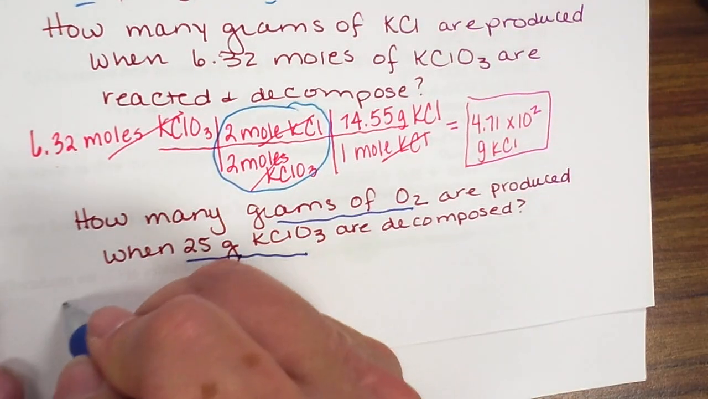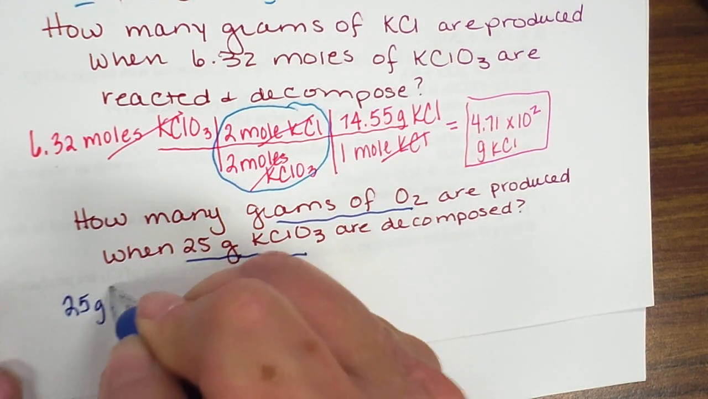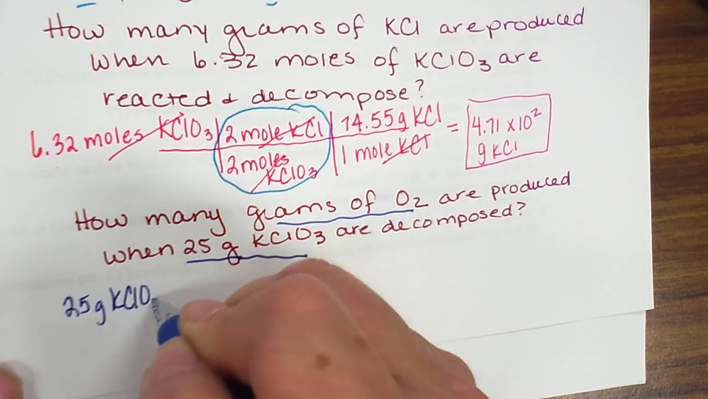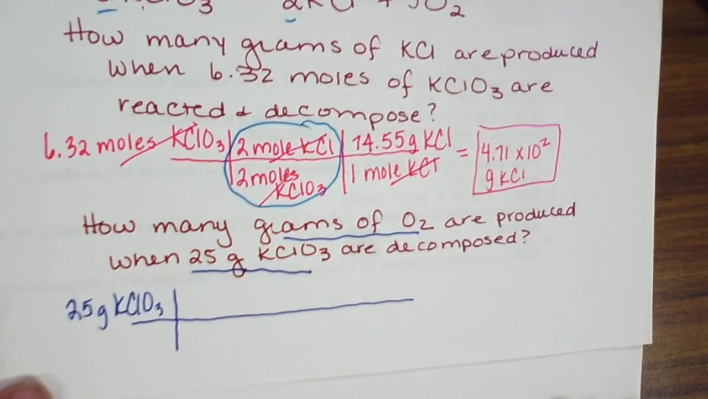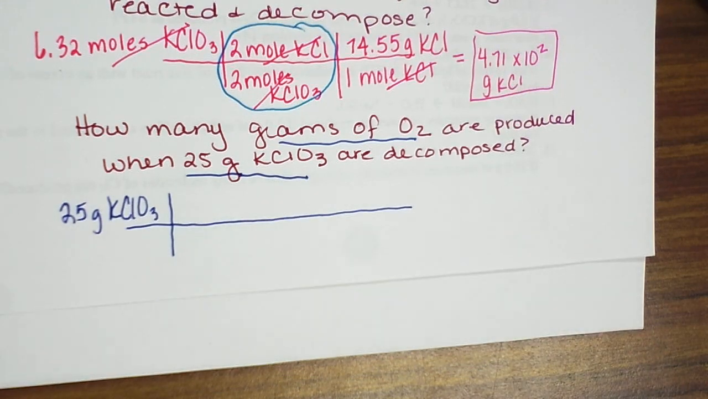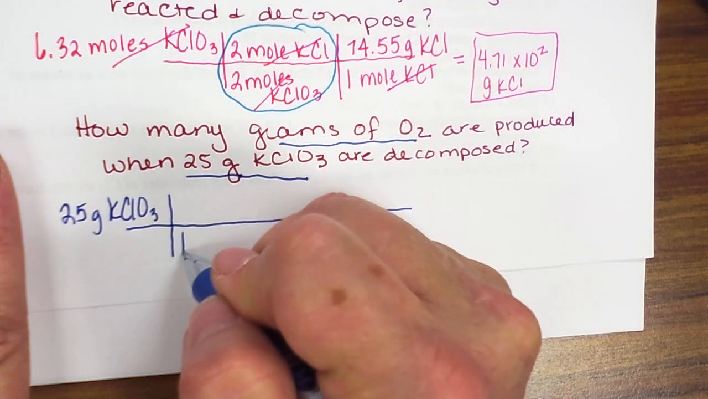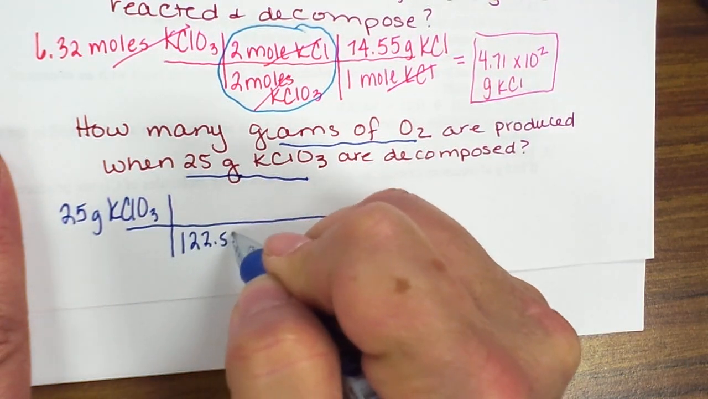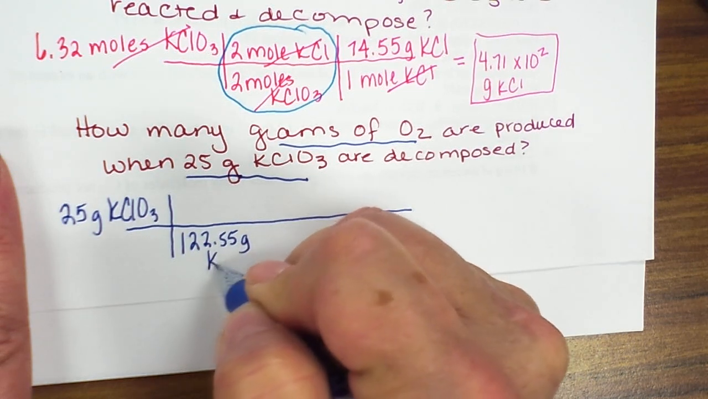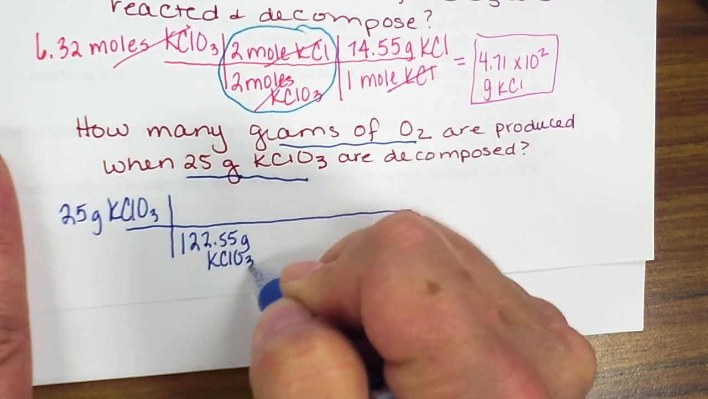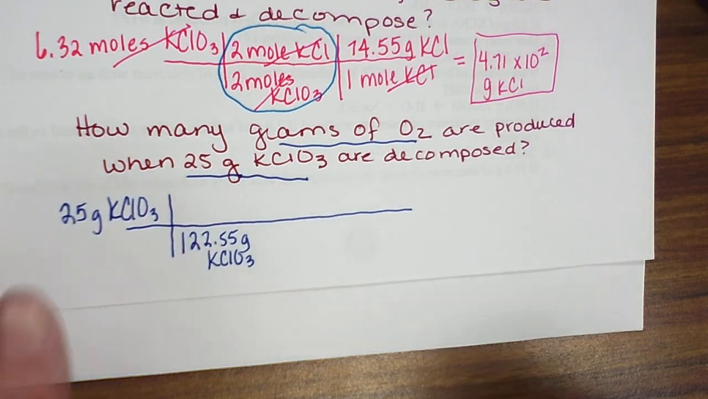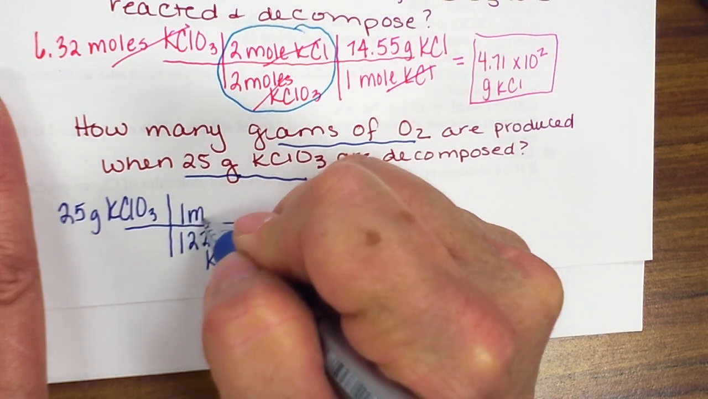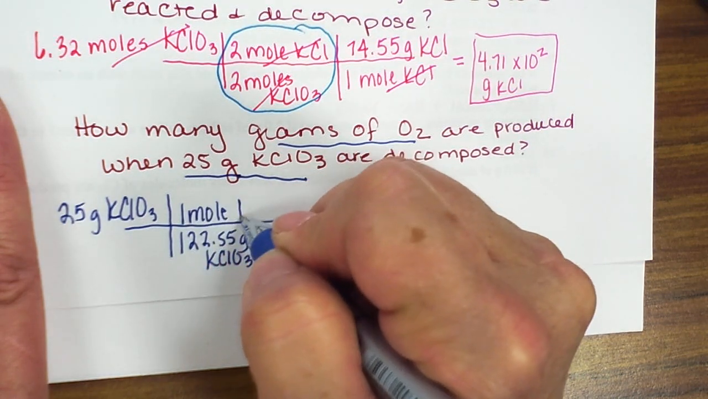So I'm going to start with my 25 grams of potassium chlorate. I have my molar mass of potassium chlorate, which I put up on the board over there. So that's 122.55 grams of KClO3. Notice that I'm carefully labeling everything that I'm using, every unit that I'm using. 1 mole of KClO3.